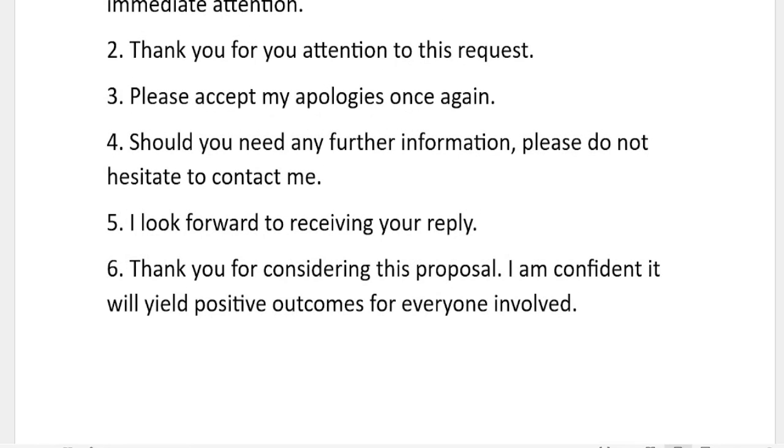Then the last one is when you're giving some suggestion. So thank you for considering this proposal, or thank you for considering this suggestion. I'm confident it will yield positive outcomes for everyone involved. So this proposal, these suggestions also can be there. Okay, and it will bring positive outcomes. Outcome means results for everyone involved.